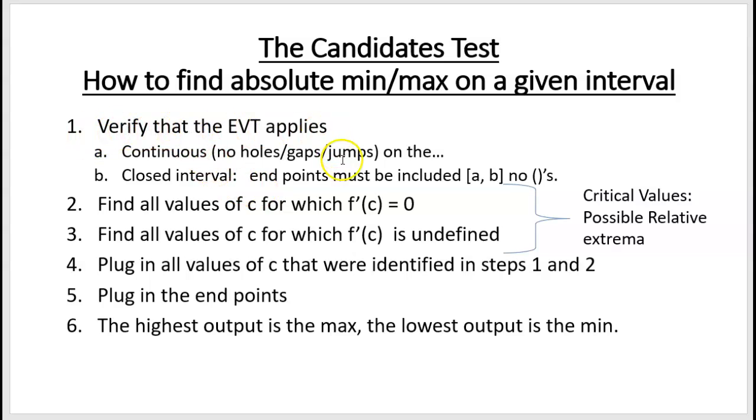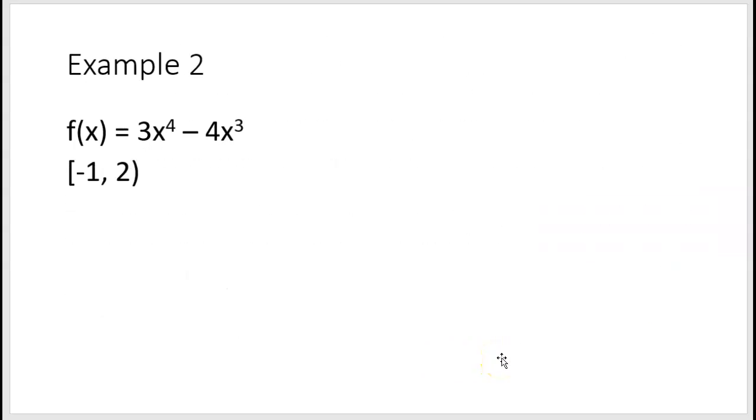Now, here's your steps. First, make sure that the absolute min and maxes actually exist using the EVT requirements. Second, find some candidates. Some of your candidates are the critical values where the derivative equals 0 and also where it's undefined. Then you're going to plug in those critical values and endpoints to find the y values, and whichever one gives you the biggest y value is your max, and which one gives you the lowest is your minimum. Okay? All right. So that being said, let's move on.